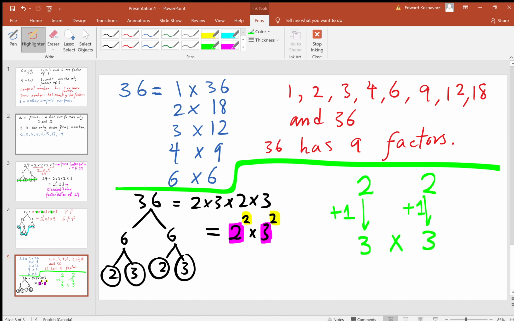And then we multiply these two numbers and the answer is 9. The same that we got here. So 9 is the number of factors of 36. Did I write all factors in the second method? No. I just used standard prime factorization to figure out the number of factors of 36. I'm going to give you another example.